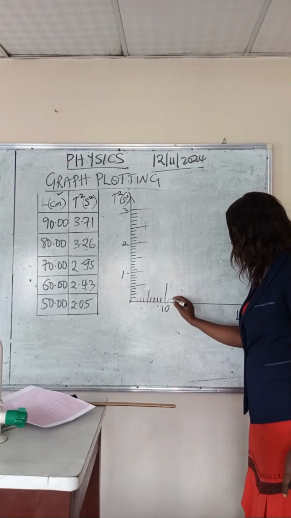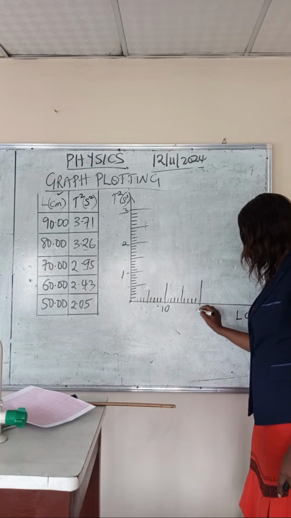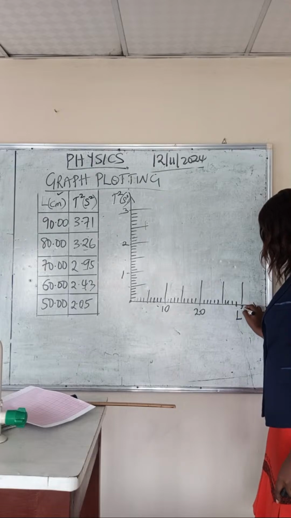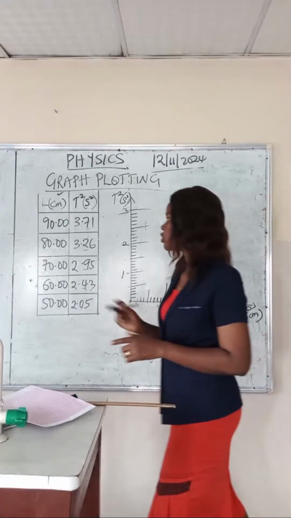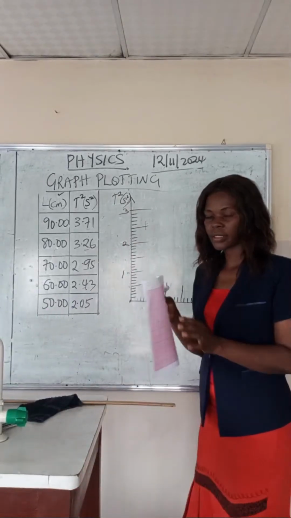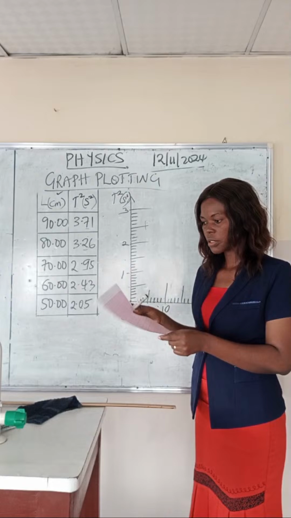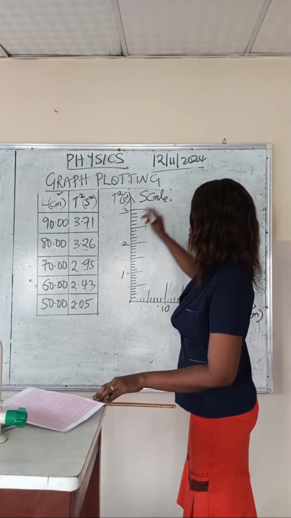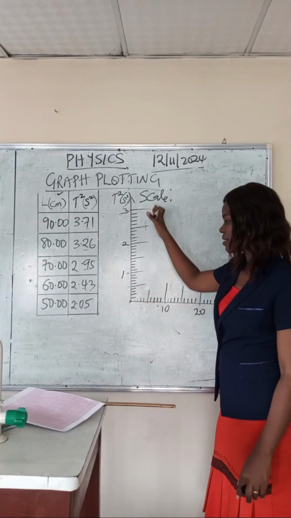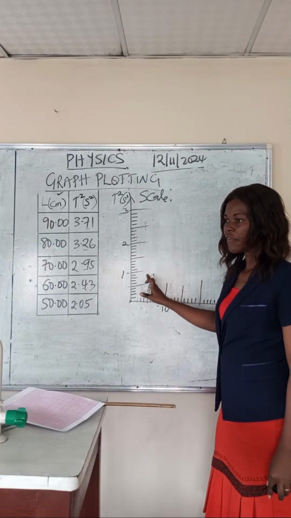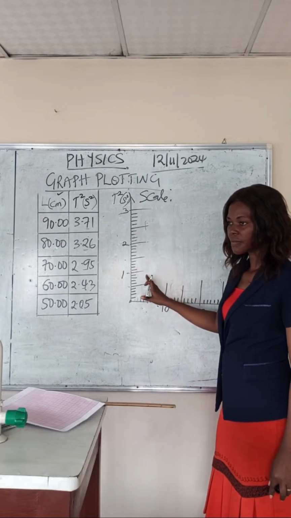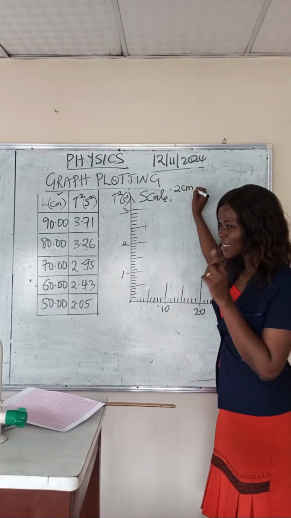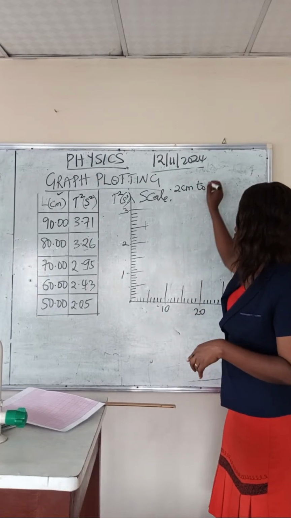So if here is 10, we have 1, 2, 3, 4, 5. Again, 1, 2, 3, 4. It becomes what? Now I want you to draw this line and make out your digits on your scale. Now which scale did we use? For the vertical, we use 2 centimeters to 1 unit.